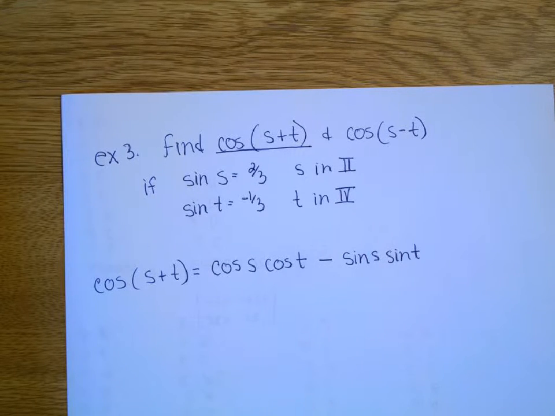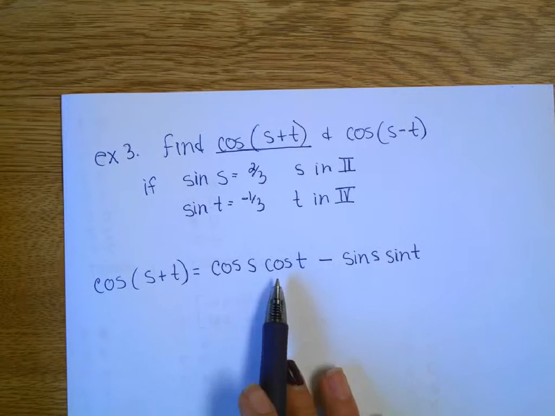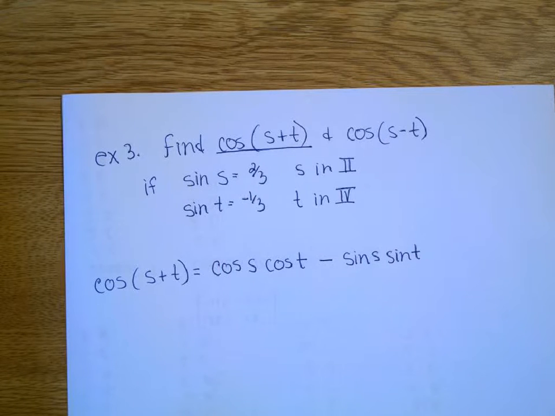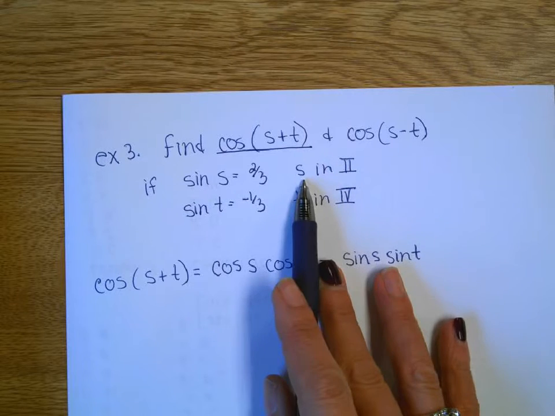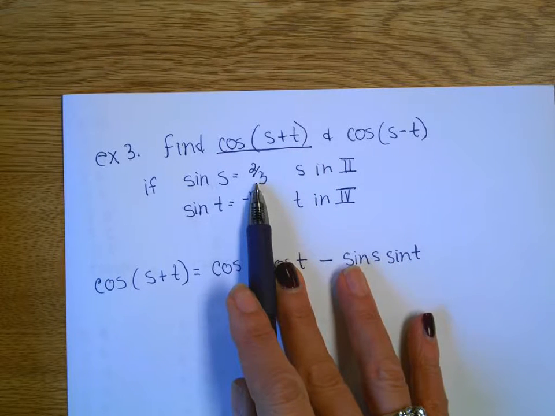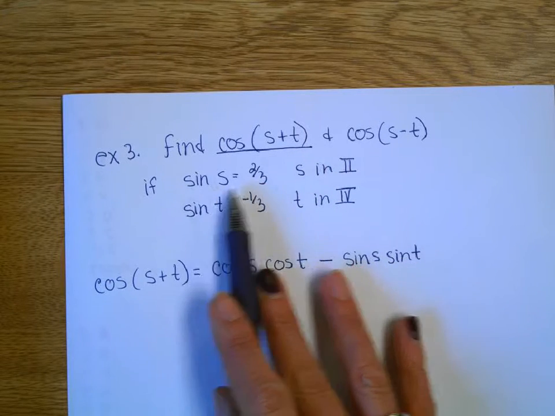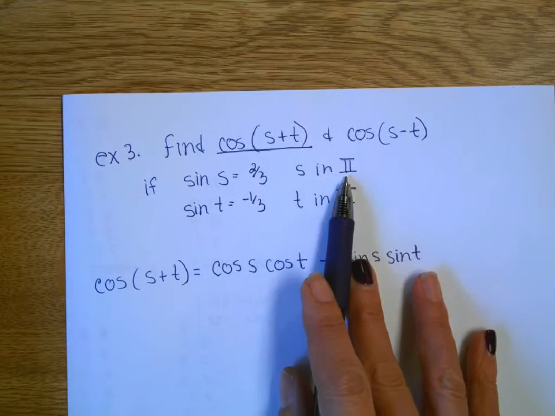What's the cosine of s equal to? That's the sine of s. Oh. So do I know all 4 of them? No. The answer is no. Can I find the cosine values? Yes, because I know what quadrant the angle is in, and I know two sides of the right triangle. So I need to sketch angle S in quadrant 2.